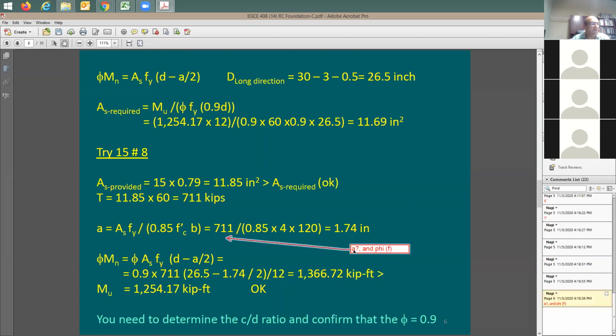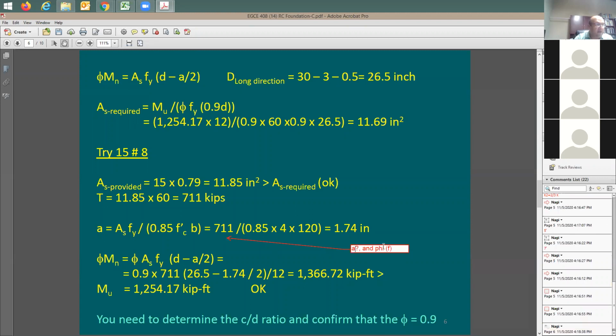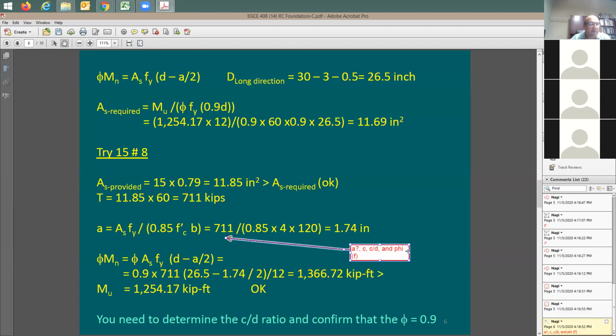So you can find out A, and then you can do C, and then you can do C over D, or you can do the strain. And then eventually, you're going to be able to find out the phi factor. Once you do this, also you can find out phi min. Now compare it with m sub u, which is great. And you see this, it says here you need to determine the C over D ratio and confirm that the phi is equal to 0.9.